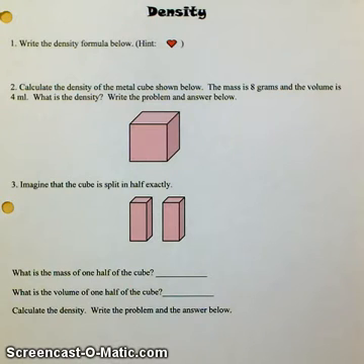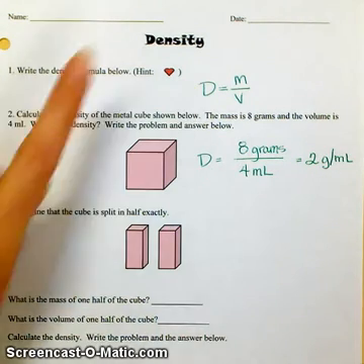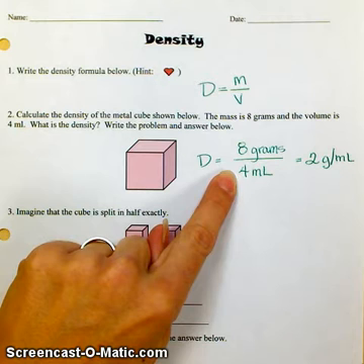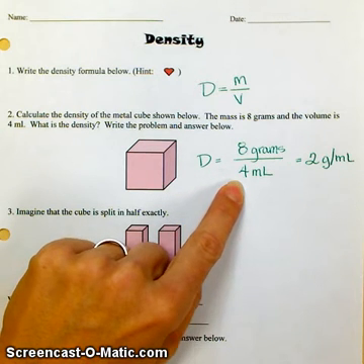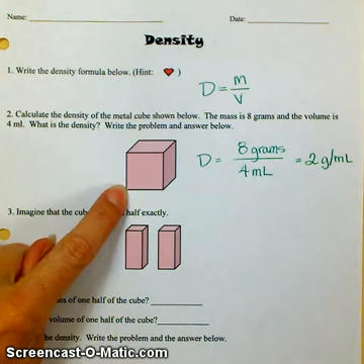Okay, let's do a little thinking about density. First of all, we're going to write the density formula. Remember that density equals mass divided by volume. Number 2, calculate the density of a metal cube shown below. The mass is 8 grams and the volume is 4 milliliters. What is the density? Write the problem and answer below. All right, so the formula, density equals mass divided by volume. And then I put my numbers in. 8 grams, which is my mass, divided by 4 milliliters, which is my volume. 8 divided by 4 gives you 2 grams per milliliter. So the density of this block is 2 grams per milliliter.